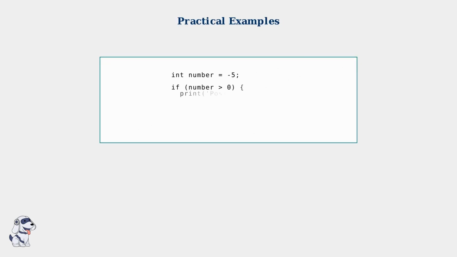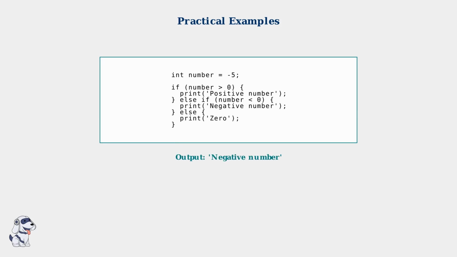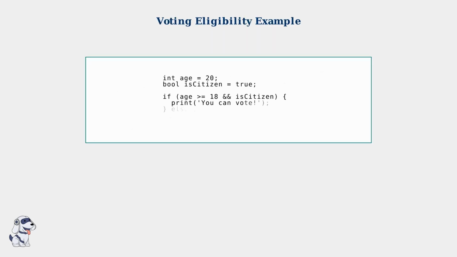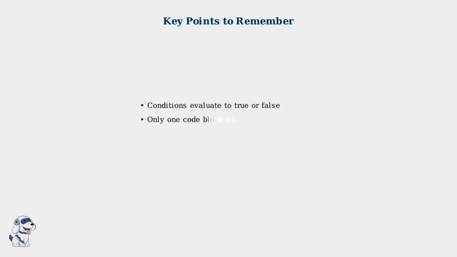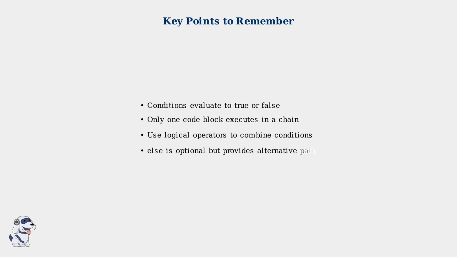Let's look at some practical examples. Here we have a number checker that determines if a number is positive, negative, or 0, using if-else statements. Here's another example that checks if someone can vote based on their age and citizenship status. This shows how you can combine multiple conditions using logical operators. Remember these key points about if-else statements. Conditions are evaluated as true or false. Only one code block executes in an if-else chain, and you can combine multiple conditions using logical operators. These statements form the foundation of decision-making in your Dart programs.